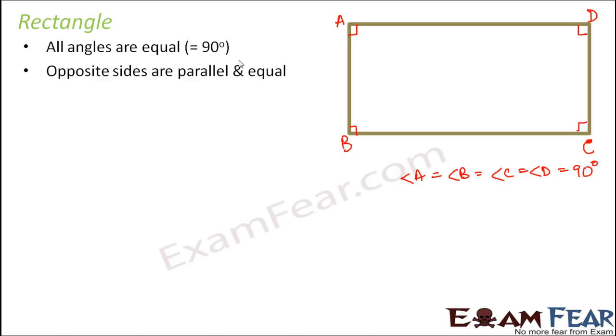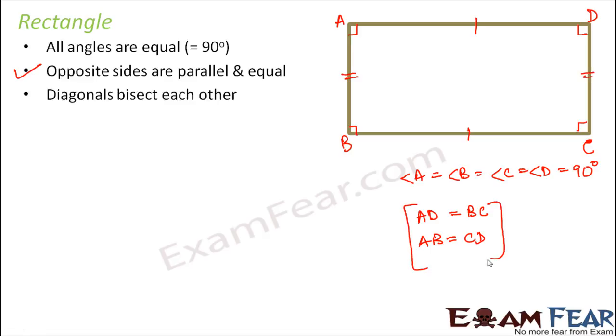Next, opposite sides are parallel and equal. This is something in common with a parallelogram. The opposite sides are equal in length, that is AD is equal to BC and also AB is equal to CD. The opposite sides are equal in length and they are also parallel to each other.